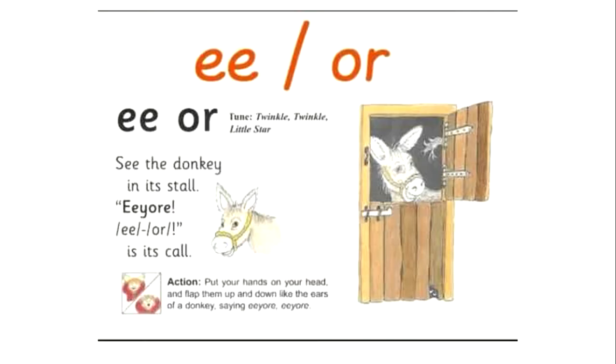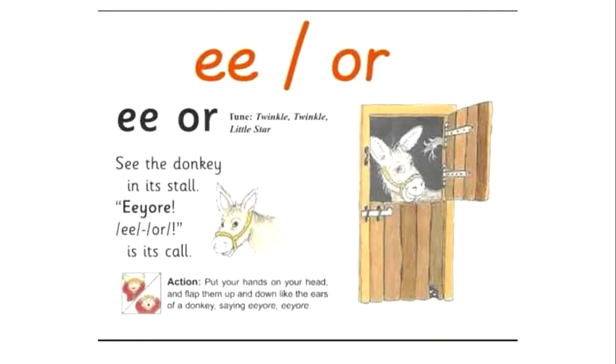I'm going to play the jingle for you, and it goes to the tune of Twinkle Twinkle Little Star. See the donkey in its stall, E-O, E-O is its call.